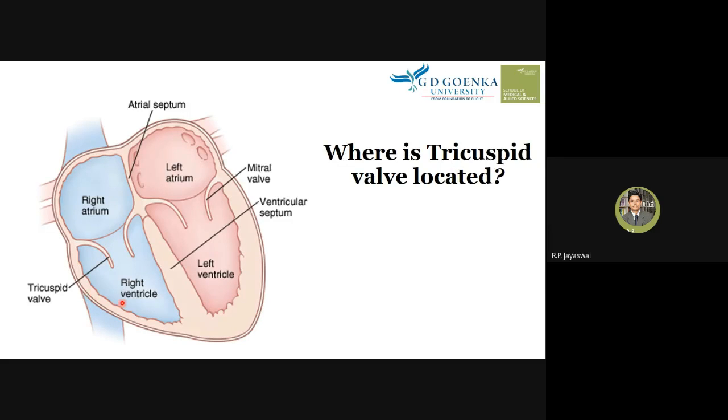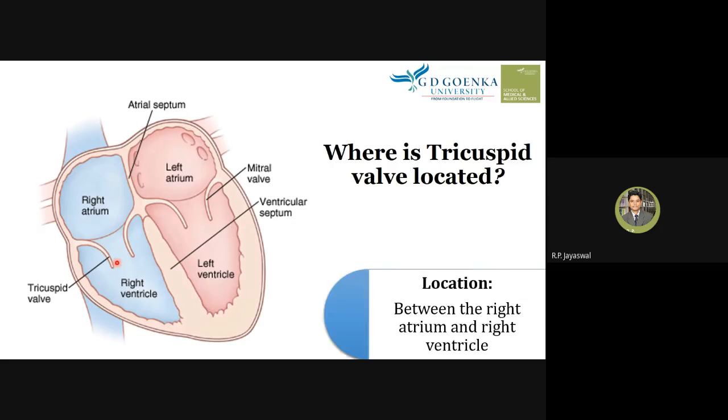The tricuspid valve is labeled here. It's present between the right atrium and the right ventricle. We studied the mitral valve disease also. The mitral valve is present between the left atrium and the left ventricle. Now we are going to learn about the diseases of the tricuspid valve. So where is the tricuspid valve located? We can answer that the location is between the right atrium and the right ventricle.